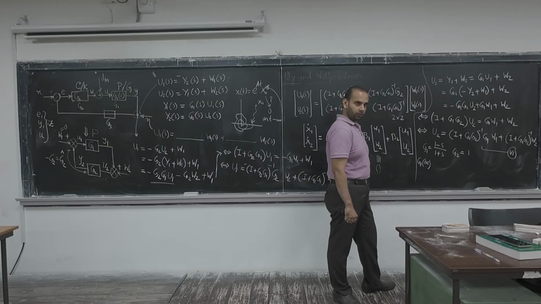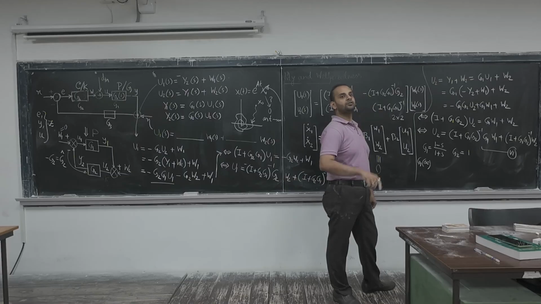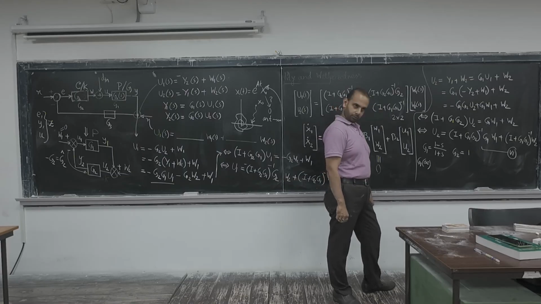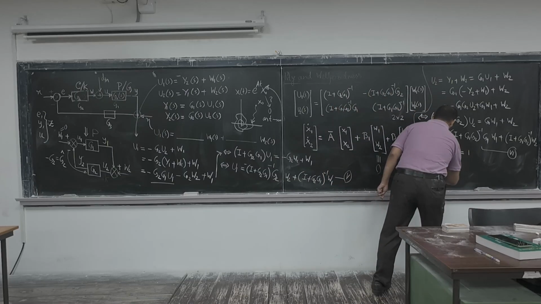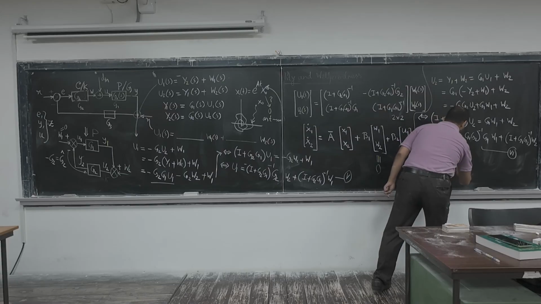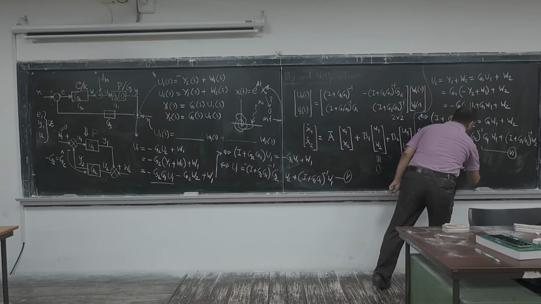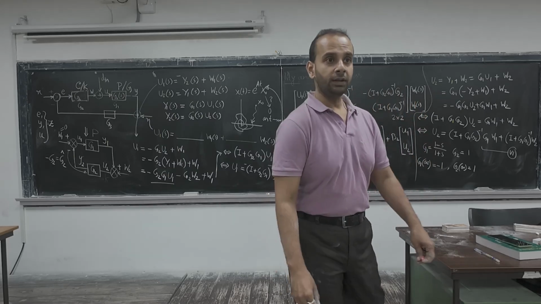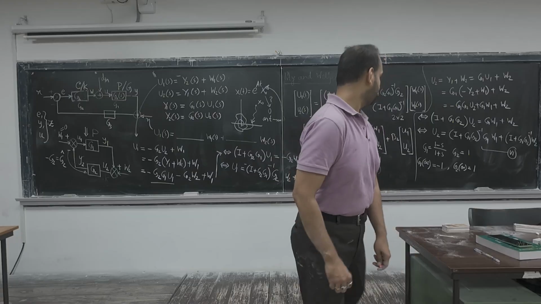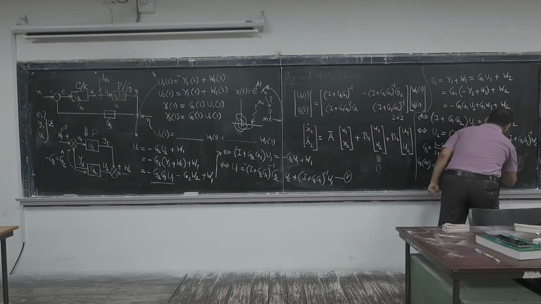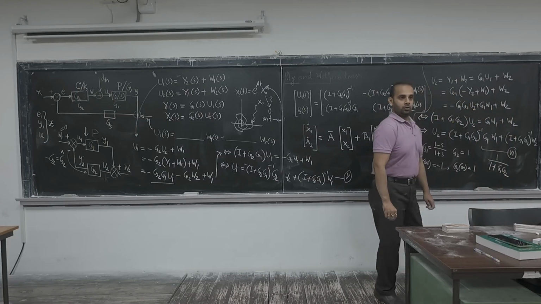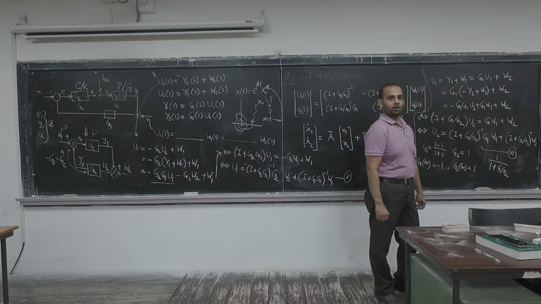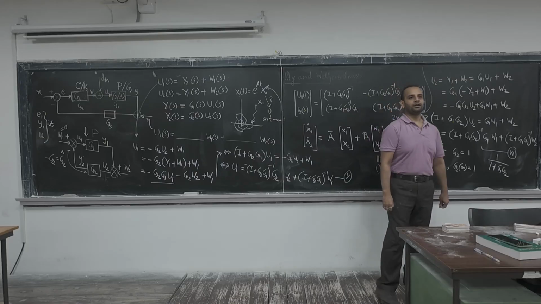Finally you take the limit as s tends to infinity, and it will be -1, right? So G1 of infinity is -1, and G2 of infinity is a real number, 1. So G1 infinity into G2 infinity would be -1. Then what is the situation of 1 by (1 plus G1 G2)? That will be the difficulty.